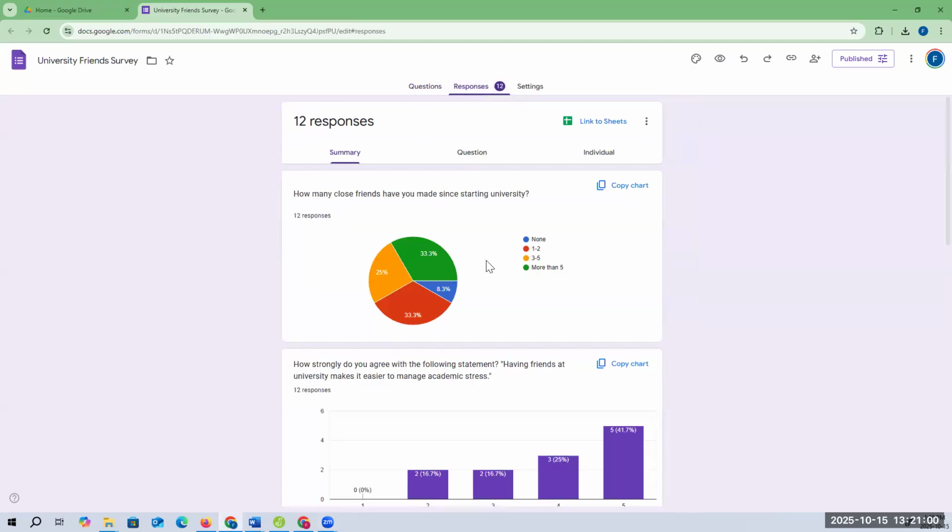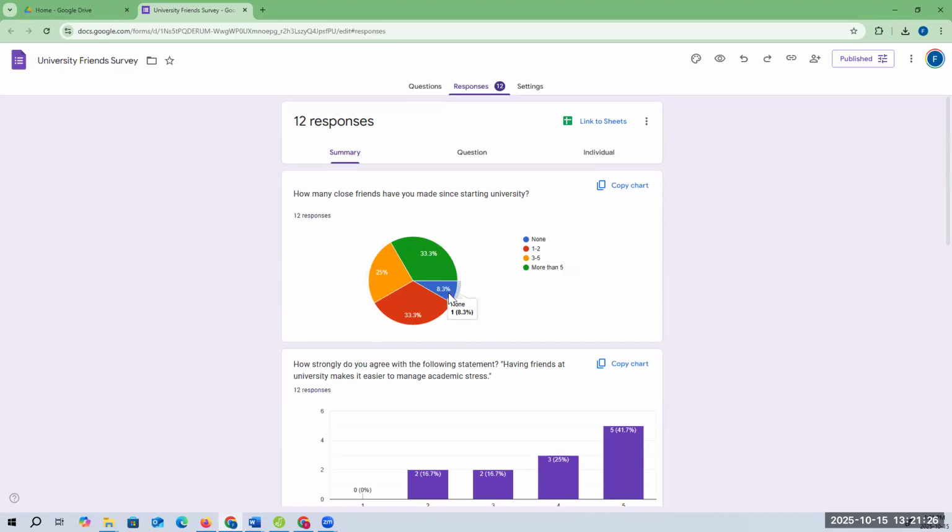Google Form did provide some responses. So how many close friends have you made since starting university? Well, it looks like from the data, mostly people have between 1 to 2 and more than 5. So it's an equal range. Surprisingly, it's equal, but we have a small sample size of 12 people.